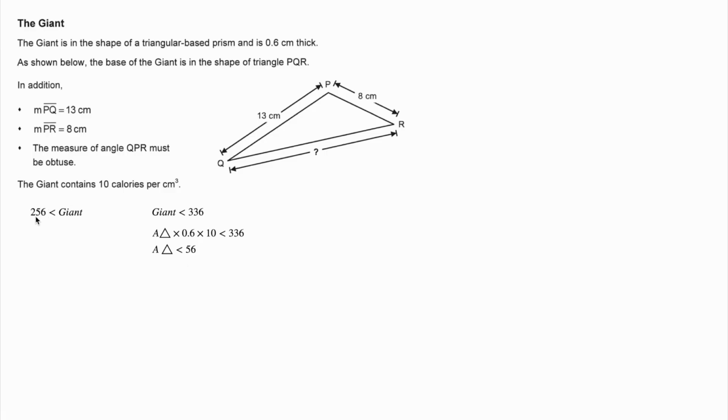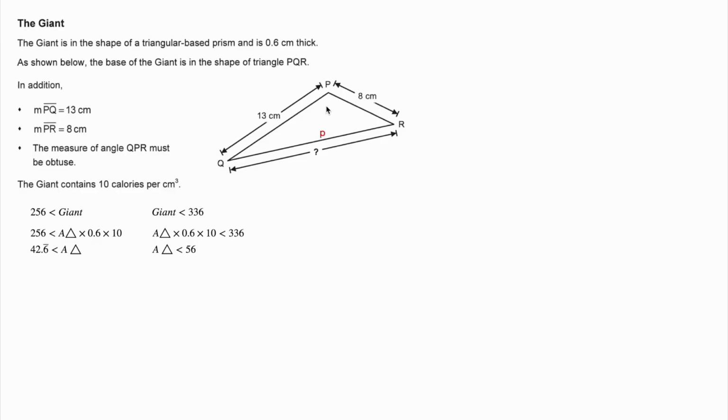If the giant has to have greater than 256 calories, doing the same calculation, we end up that the area of the triangle has to be greater than 42.6 repeating centimeters squared. The area of the triangle has to be between 42.6 centimeters squared and 56 centimeters squared.